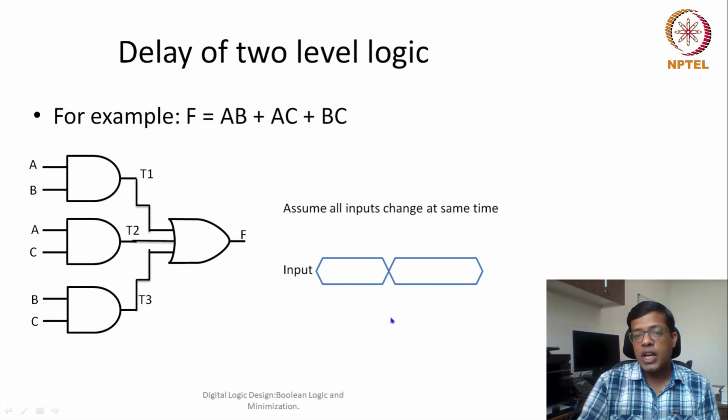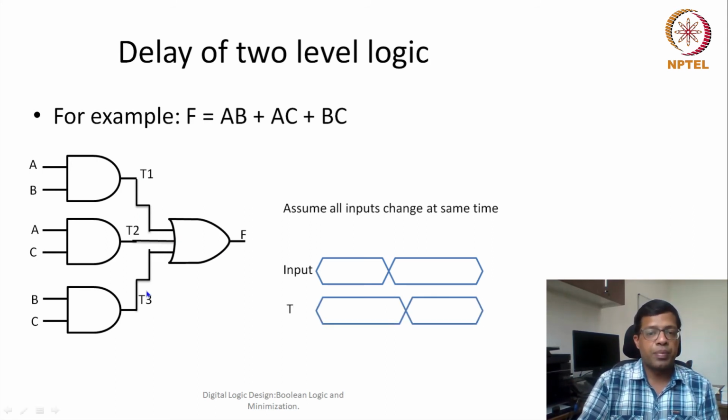Now inputs are changing. After these inputs, after some time, these T signals will change. Some T1 can change a little early, depending on the number of inputs of these gates. Here the fan-in of all the 3 gates is the same, and the fan-out of all of them is also the same, so we can assume the delay of all the three AND gates would be the same. So T1, T2, T3 will change almost at the same time.